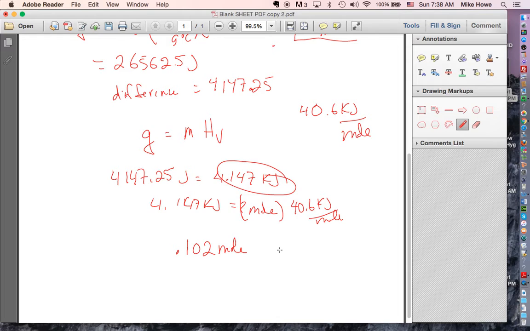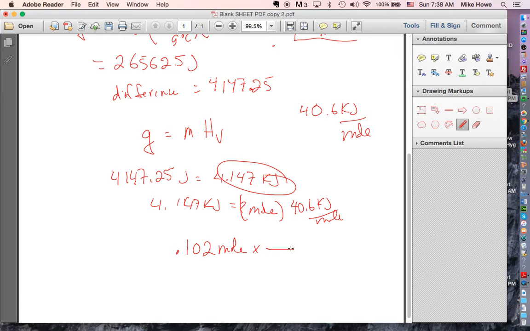So that's how much water would vaporize, because it takes this many kilojoules to vaporize 1 mole. We had this many kilojoules. You could also do that by dimensional analysis. You could say 4.147 kilojoules times 1 mole over 40.6 kilojoules. Either way, you're dividing by 40.6. All right, so now you've got the 0.102 moles.